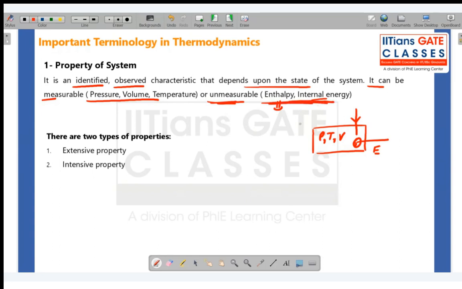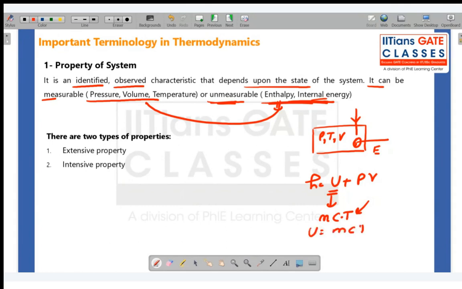Now, how do you define these? Basically you define these unmeasurable properties in terms of measurable ones. For example, enthalpy is defined as U plus PV. And what is U? U is equal to mCT. Temperature is measurable, so you can measure temperature. That's how you can define this unmeasurable quantity. Similarly, you can measure pressure and volume. Pressure gauges you have, and a thermometer for temperature. So you define these unmeasurable quantities in terms of measurable quantities so that you can give them a value, but they are all properties. So property can be measurable, can be unmeasurable.